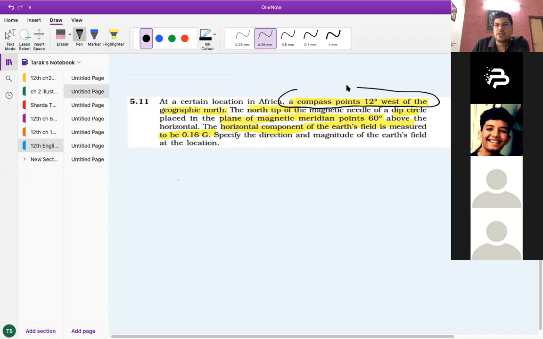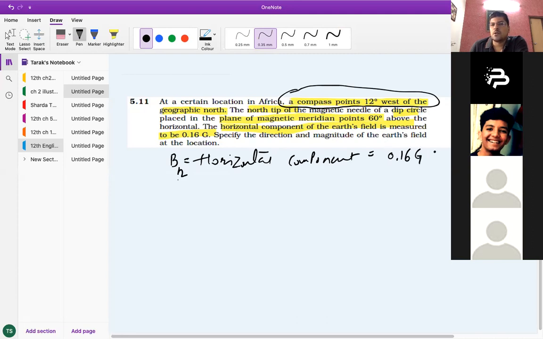Direction we have already found, so it is the same direction, there is no change. But we want to find its value. So we have B of H, the horizontal component, equal to 0.16 Gauss. You can say 0.16 cross 10 to the power minus 4 Tesla. My delta is equal to 60 degrees.